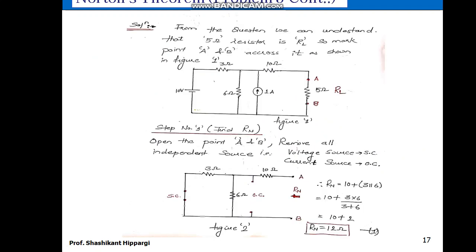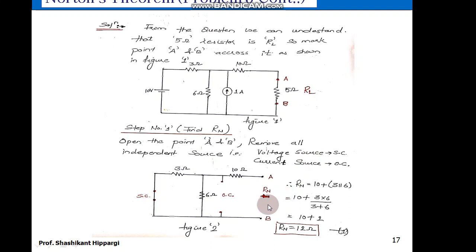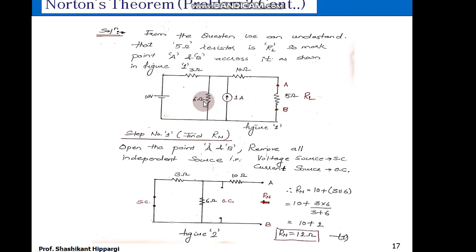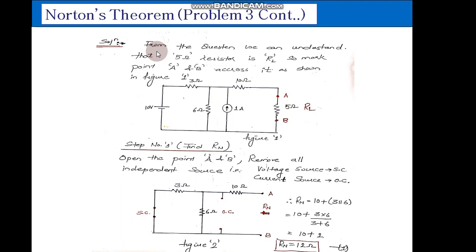To see the solution, here first I am trying to find out the Rn, that is the Norton's resistance, and before that we should understand how the circuit is given. So the very first thing is that mark the point A and B wherever the load resistance is given, because we need to calculate everything with respect to these load resistance or the load terminals.